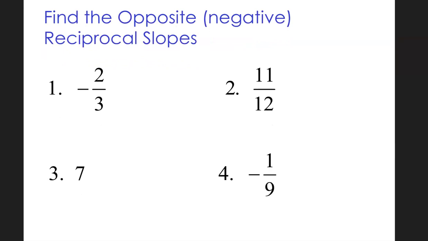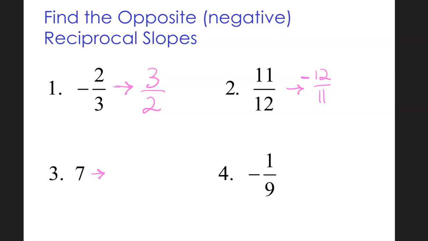Let's take a look at the first one. The opposite reciprocal of negative 2/3, which is actually the problem we just did, would be 3/2, because we flipped the fraction and we changed the sign. All right, next one, 11/12, the opposite reciprocal of that. Notice I'm not putting an equal sign but an arrow, because they're not equal to each other. We're doing something to this fraction. The opposite reciprocal of this would be 12 over 11, and because it started positive, we have to make it negative.